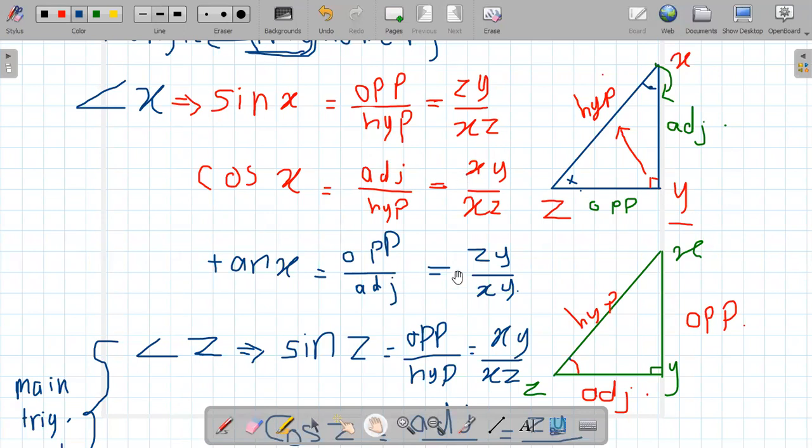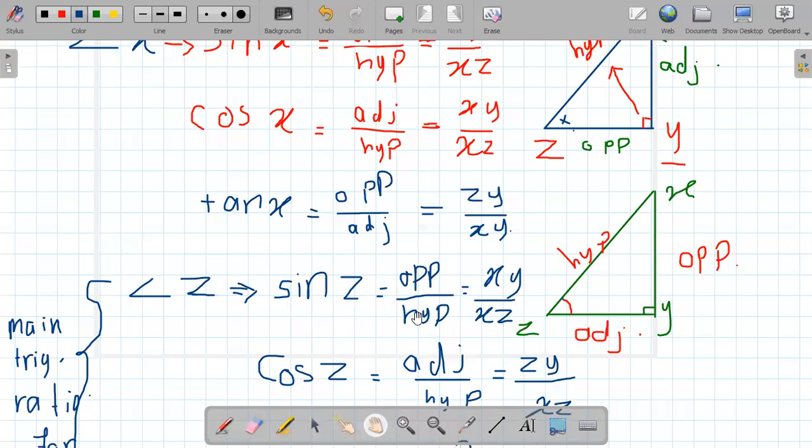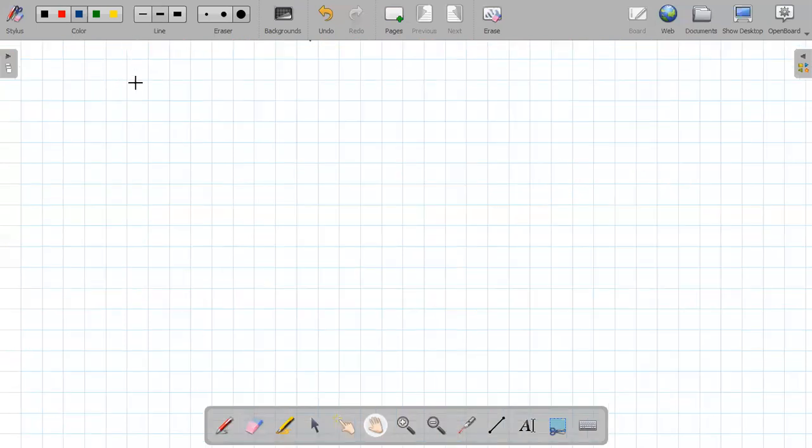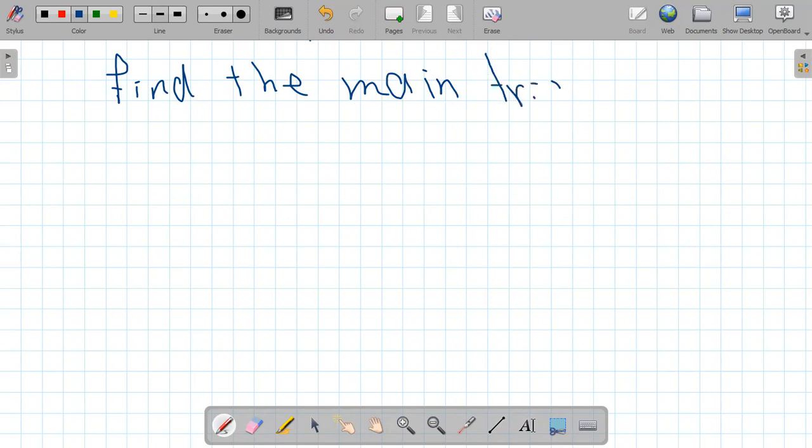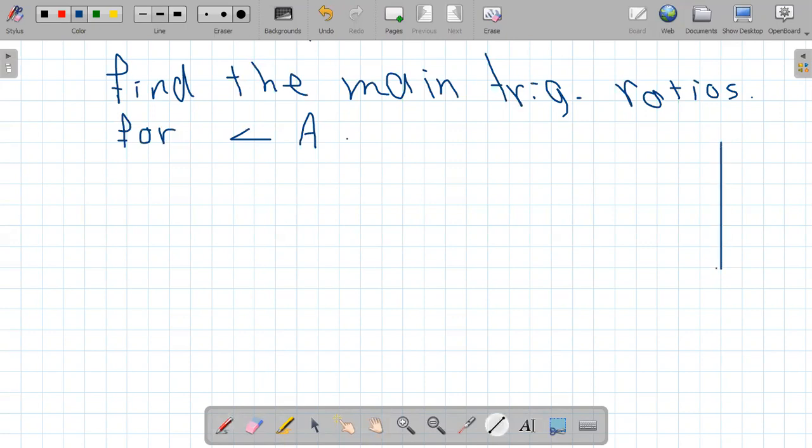Okay, now here I have the symbols. If I have a number here, the question says: find the main trigonometrical ratios for angle A. Here I have a right angle triangle. To find the main trigonometrical ratios for any angle, you must have a right angle triangle. Here angle A, B, C. This side is 5, here 4, and this is 3. Find the main trigonometrical ratios for angle A.